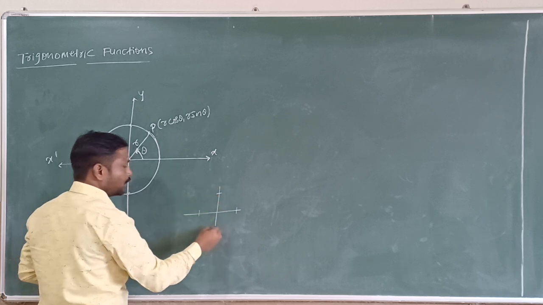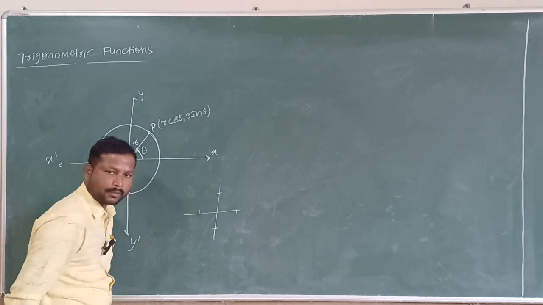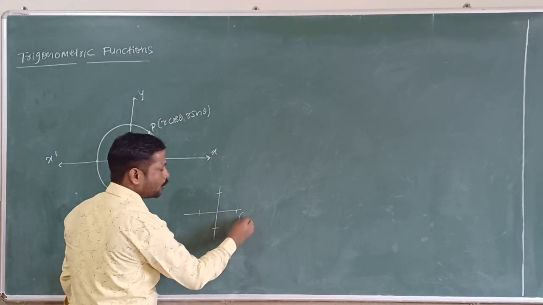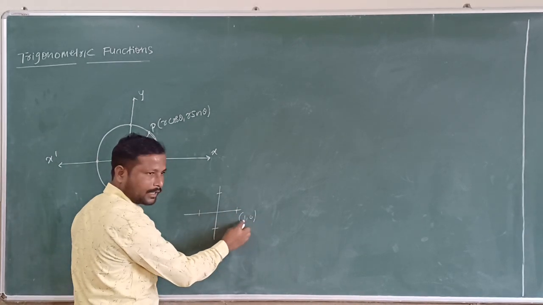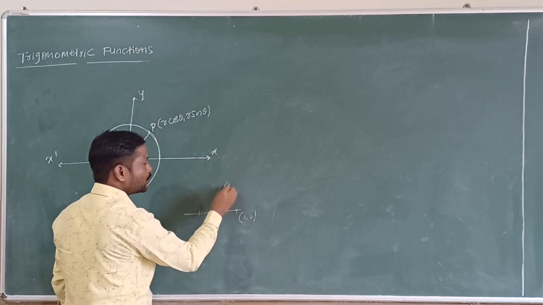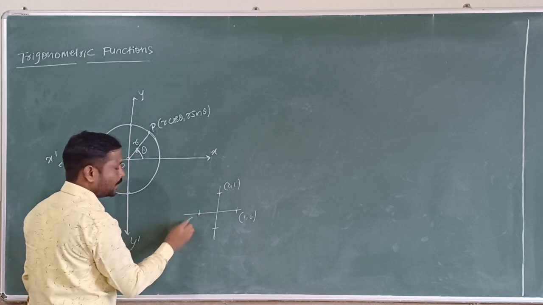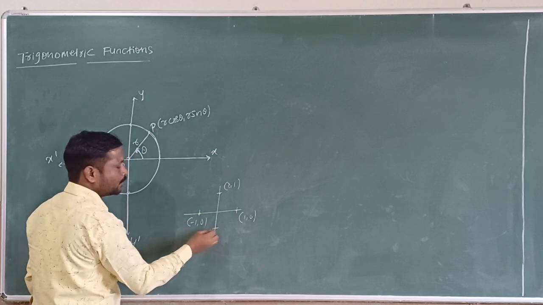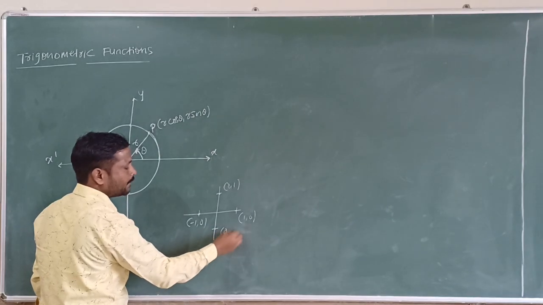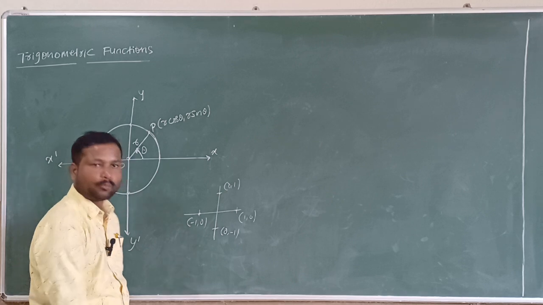Now see here, we know that all are 1 unit, that is 1 centimeter in a graph, the Cartesian plane. What is the coordinate of the point? This one is 1 comma 0, x value is 1 and y value is 0. Next, the x value is 0 and y value is 1. Same here, x value is minus 1, y value is 0. Here x value is 0, y value is minus 1. These are the coordinates of the points.